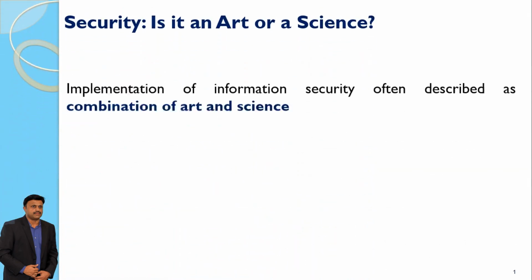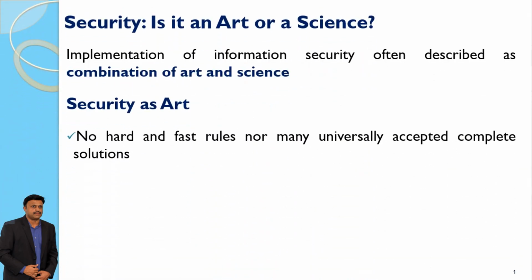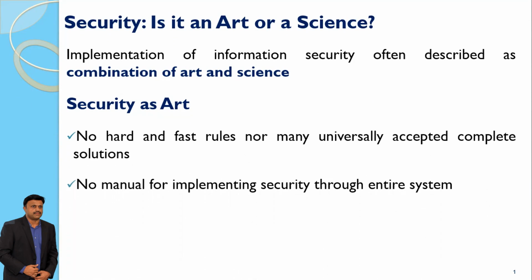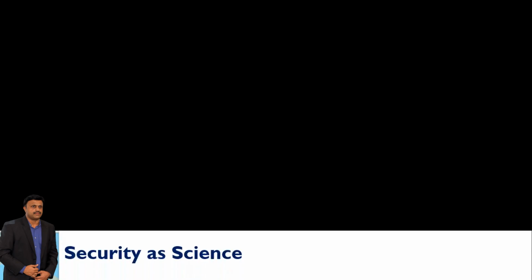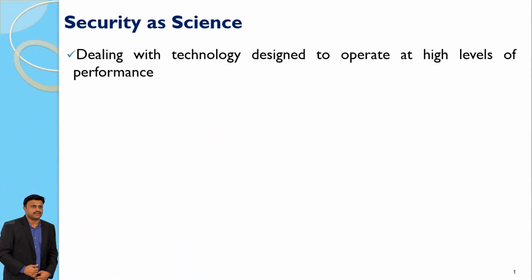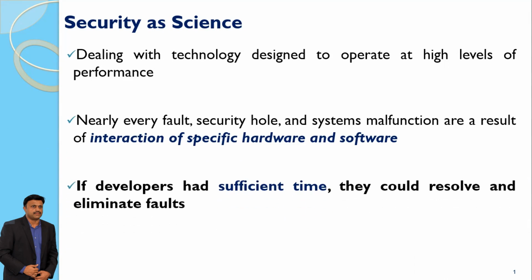Information security implementation is often described as a combination of art and science. As in art, there are no hard and fast rules or universally accepted complete solutions, and no manual for implementing security throughout the entire system. As a science, information security deals with technology designed to operate at high levels of performance. Nearly every fault, security hole, and system malfunction results from the interaction of specific hardware and software. If developers had sufficient time, they could resolve and eliminate these faults.